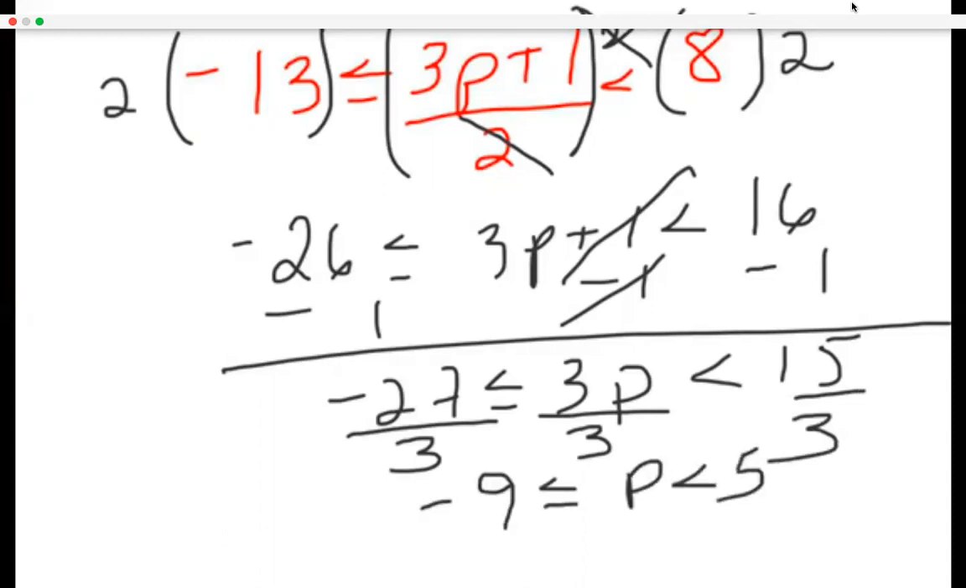So now, guys, you want to write this in interval notation going from left to right. You start off with a bracket with the negative 9. And then comma, positive 5. And then close it off with a parentheses. Remember, the inequality symbol determines if you have a bracket or parentheses.